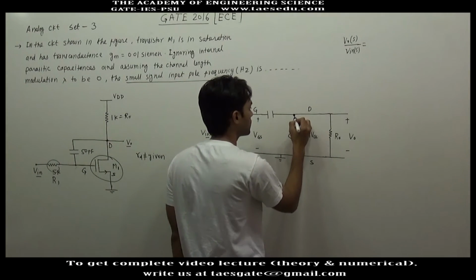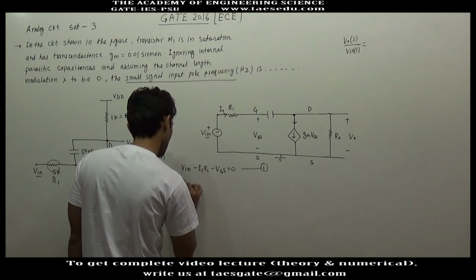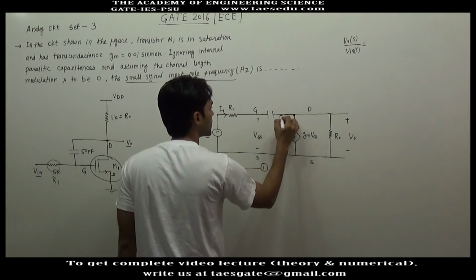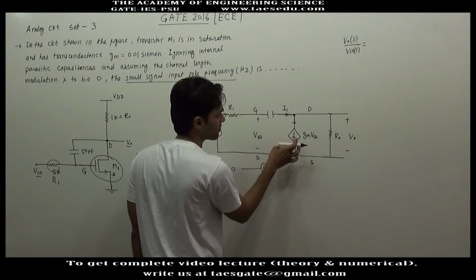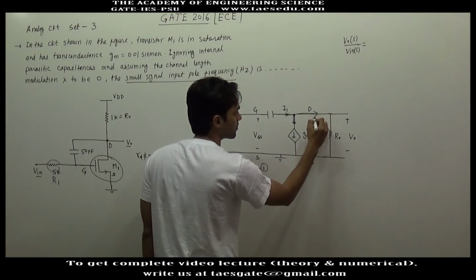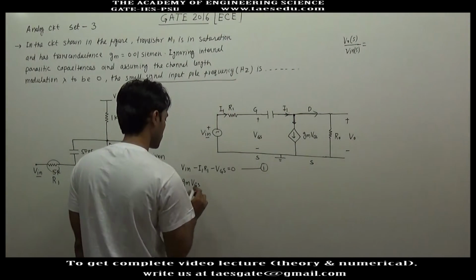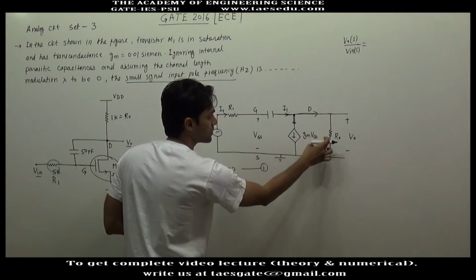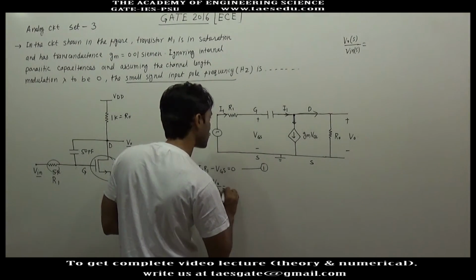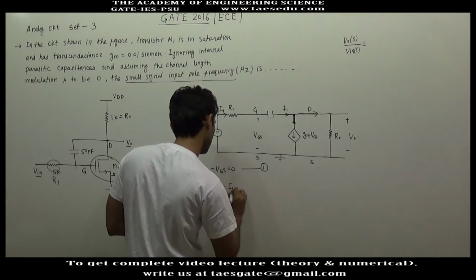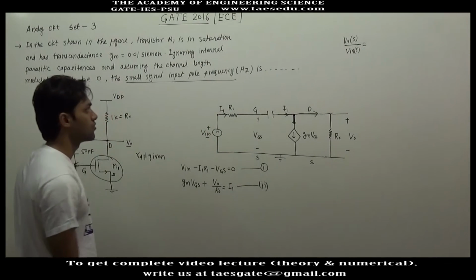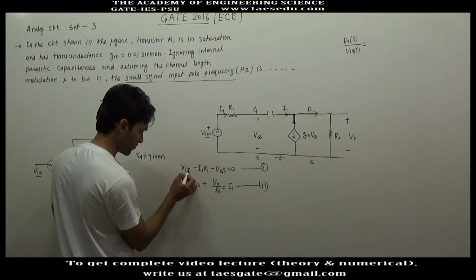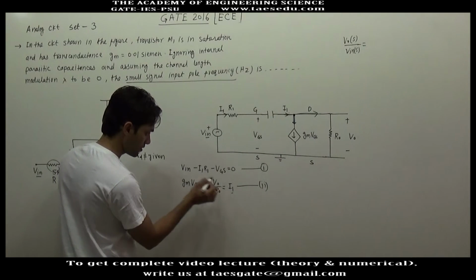Applying nodal at this node, this current is gm into VGS, and this current is I1. So I1 gets distributed between this current, and here the current will be V0 divided by R0. So gm VGS plus V0 by R0, this current plus this current, the summation of these two currents will be I1. So in the second equation, you have to find out the relationship between V0 and Vinput, and you have variables I1 and VGS.